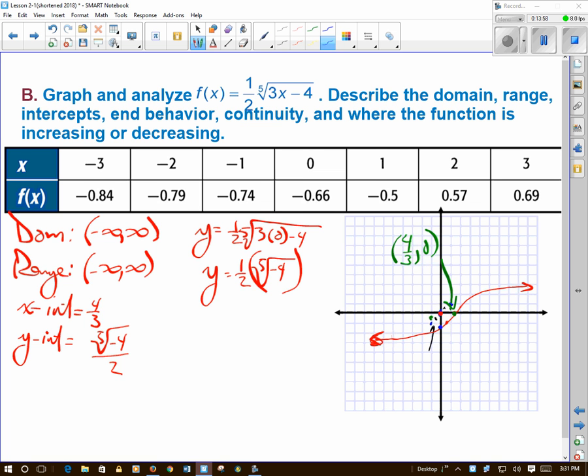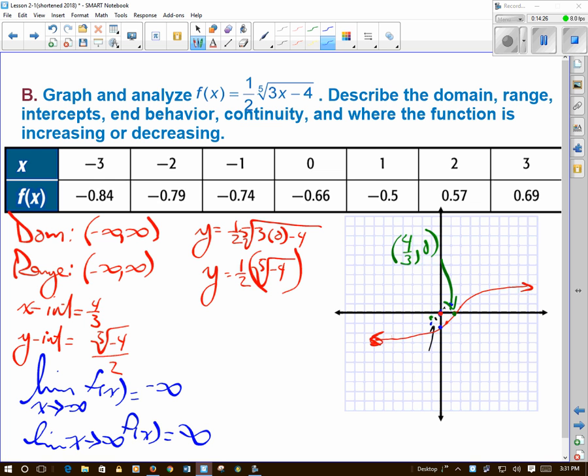Next, we want the end behavior. So we have the limit as x goes to negative infinity of f of x. Just what we'd expect from what we've done before is negative infinity. And the limit as x approaches infinity of f of x, running out of room there on the bottom, sorry, that's not very good notation, equals infinity.